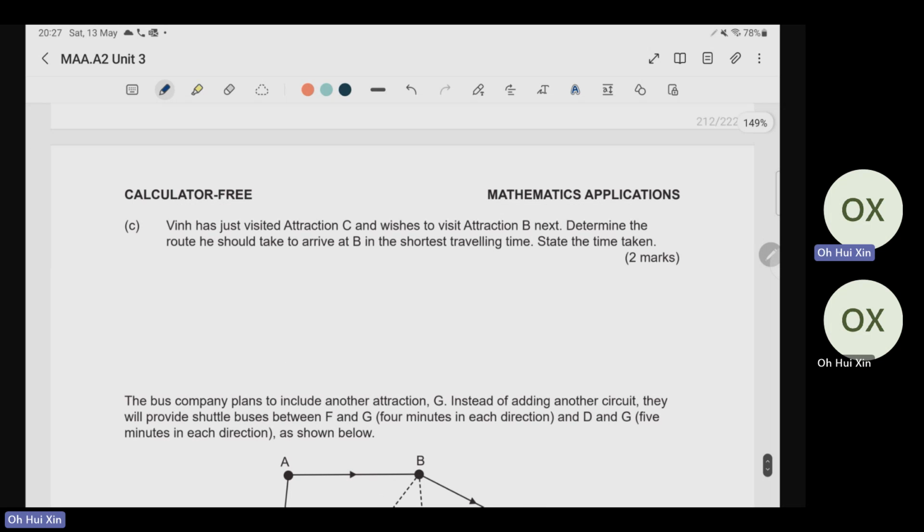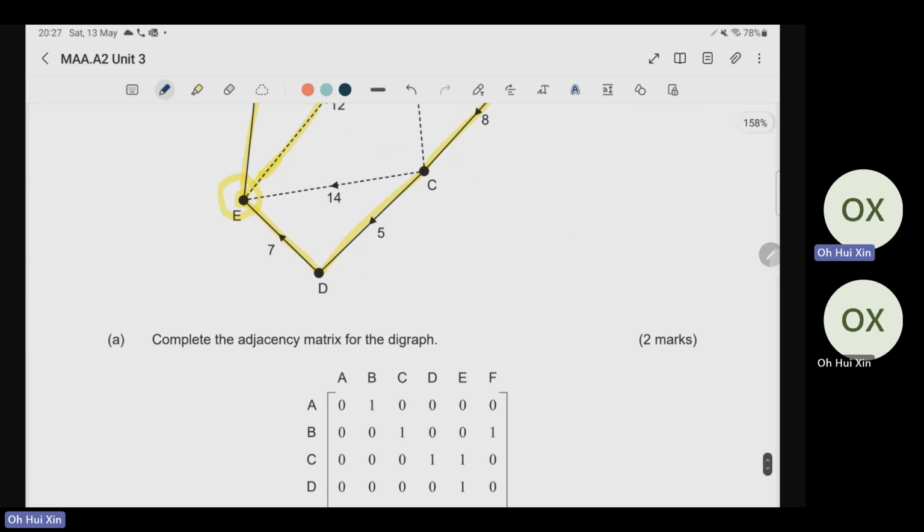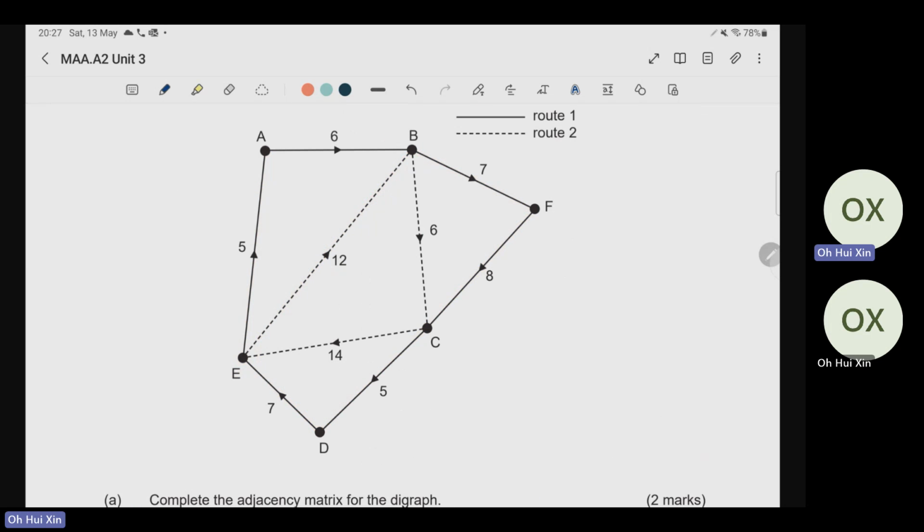Vin has just visited attraction C, so he is at C. He wants to go to B, but there's no direct way, because the edge here shows that you can only travel from B to C, but not C to B. So if you want to go from C to B, you can try to check out the other routes. From C, the only way that you can go is either take CE or DE. Because he wants the shortest route, you can see that 5 plus 7 is eventually shorter than taking 14. Then after that, same thing.